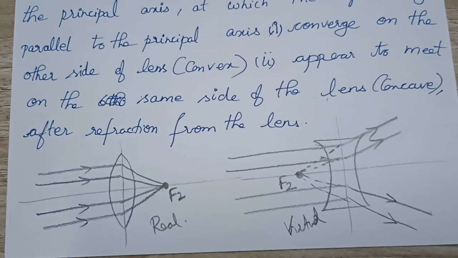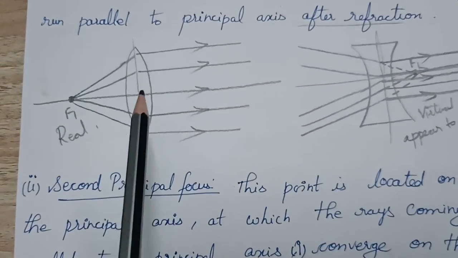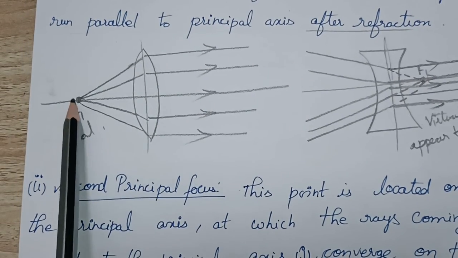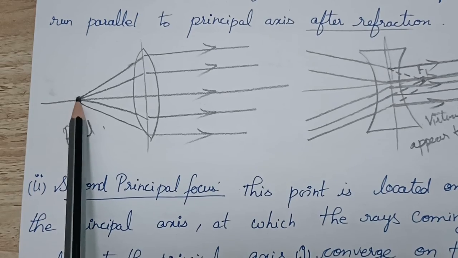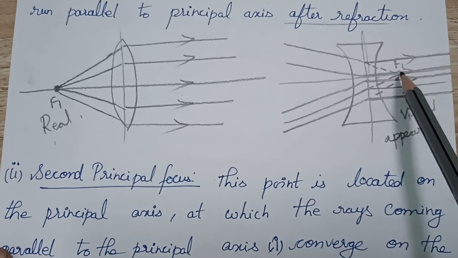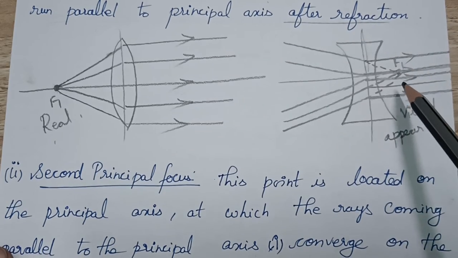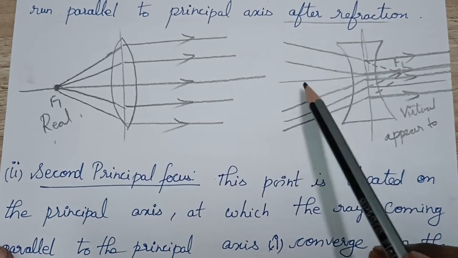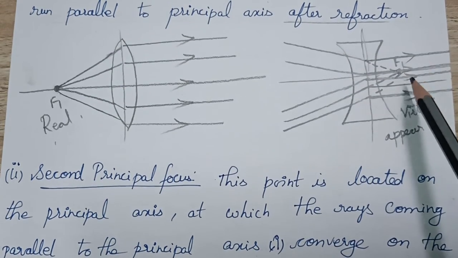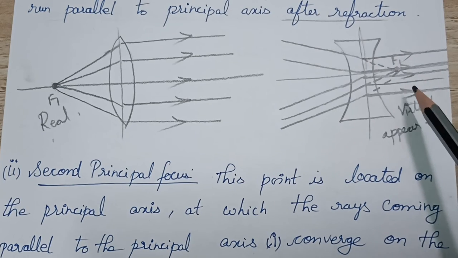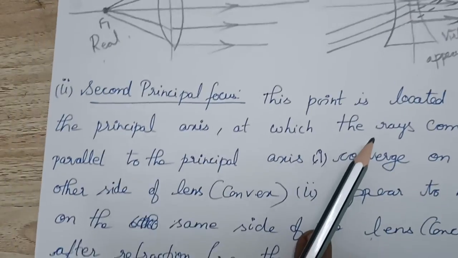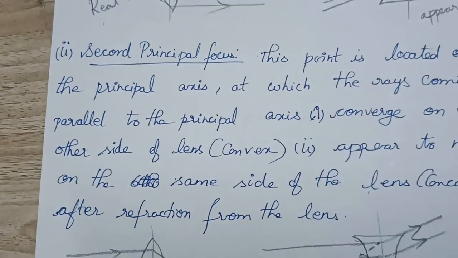So first principal focus means what? After refraction it will pass parallel to the principal axis. From the point where it is coming, that point is called the principal focus. It is real in the case of convex, and in concave it appears to converge at a point. The rays from where it is coming appear to converge at a point, so it is a virtual focus point. This is the first principal focus.